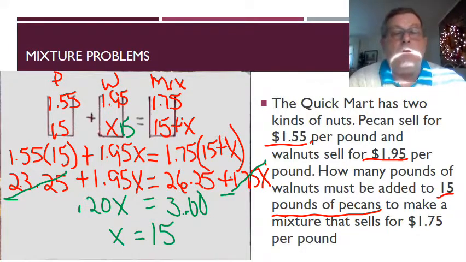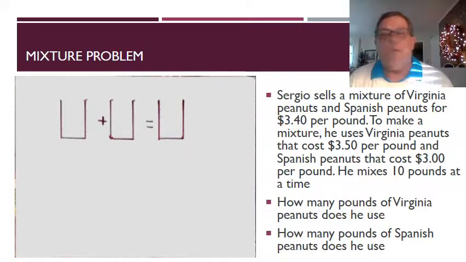How many pounds of walnuts do I need to add to 15 pounds of pecans selling at $1.55 to get a mixture that sells for $1.75 if the walnuts are $1.95? Well, it just happened to work out. It's the same number of pounds, 15. There you go. There's a mixture problem. It's not too bad. Well, let's look at another word problem.